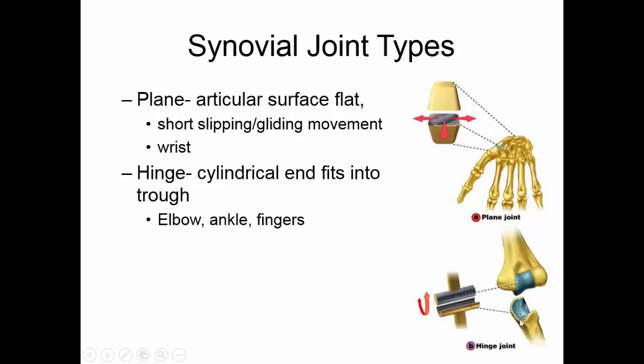This allows for us to move like a hinge. We can flex and extend. The elbow, the ankle, and the fingers have this kind of joint, as does the knee.